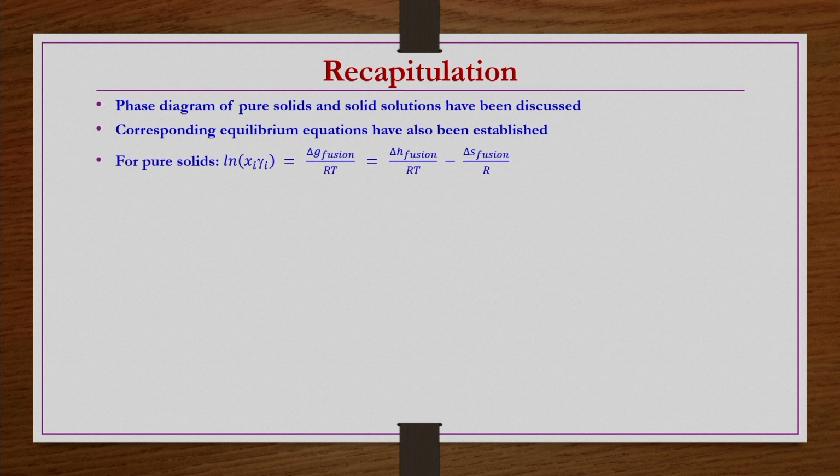For pure solids we have obtained this information: ln xi gamma I is equal to delta G fusion by RT, that is delta H fusion by RT minus delta S fusion by R. But in general this delta H fusion and delta S fusion are available at a standard temperature, such as the melting temperature. We need them at any temperature T. So what we have to do is construct a thermodynamic pathway and then obtain this information at any other temperature T as well. That is what we have done.